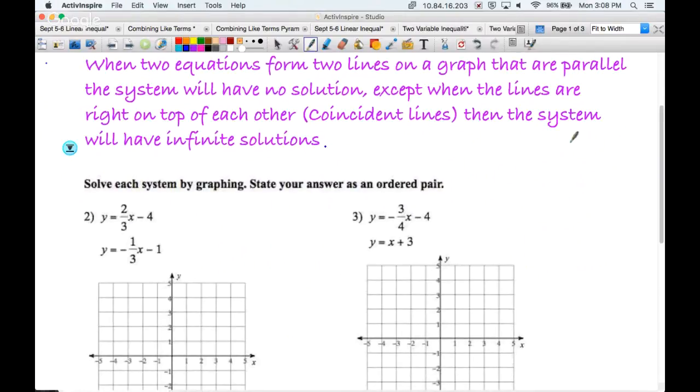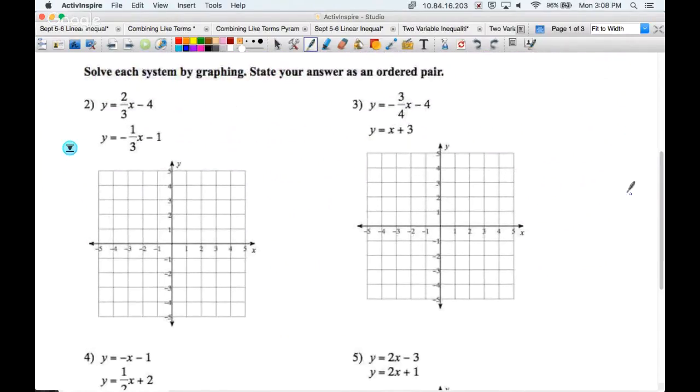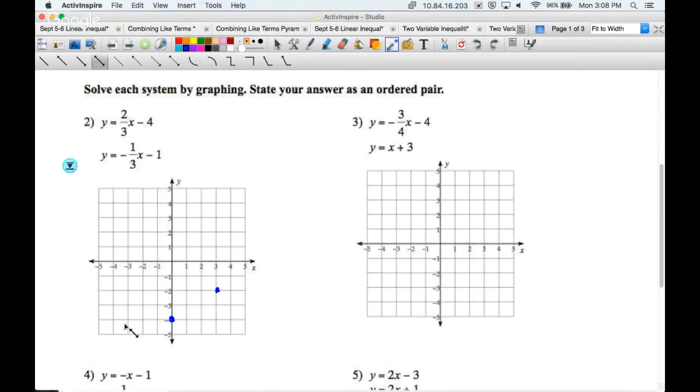All right. The next set of questions asks us to solve by graphing and then to state our answer as an ordered pair. Let's go ahead and try that with number 2. So what I'm going to do is just graph each equation separately. The point at -4 for this one. Its slope is 2/3, so up 2 over 3. Connect that up with a straight line.